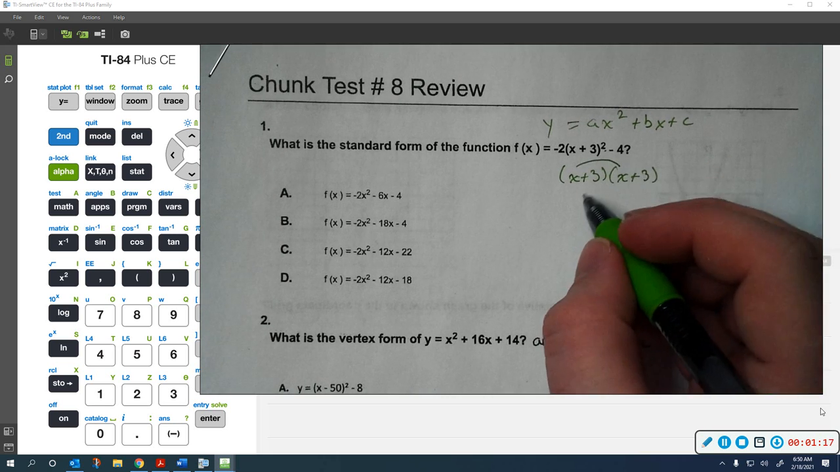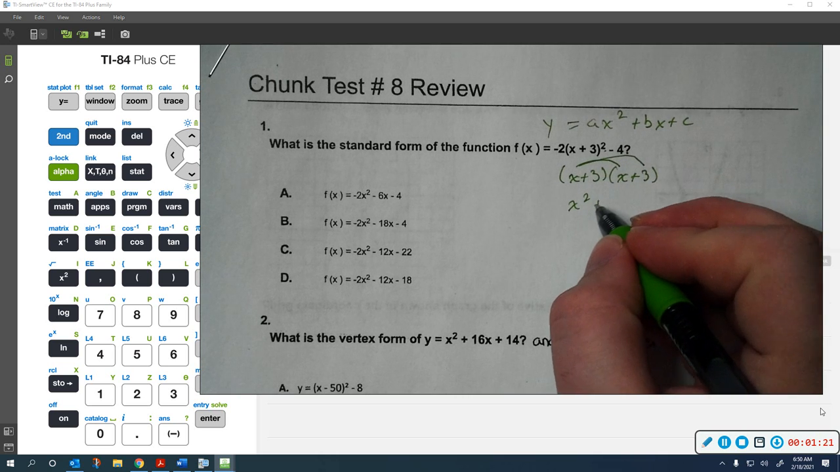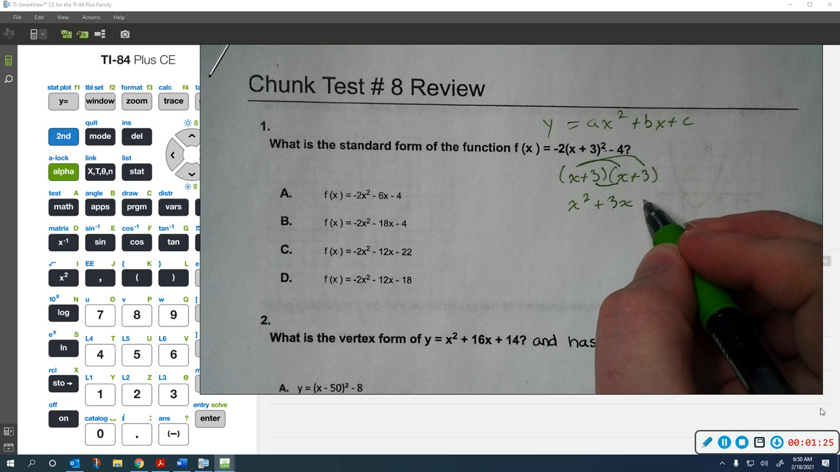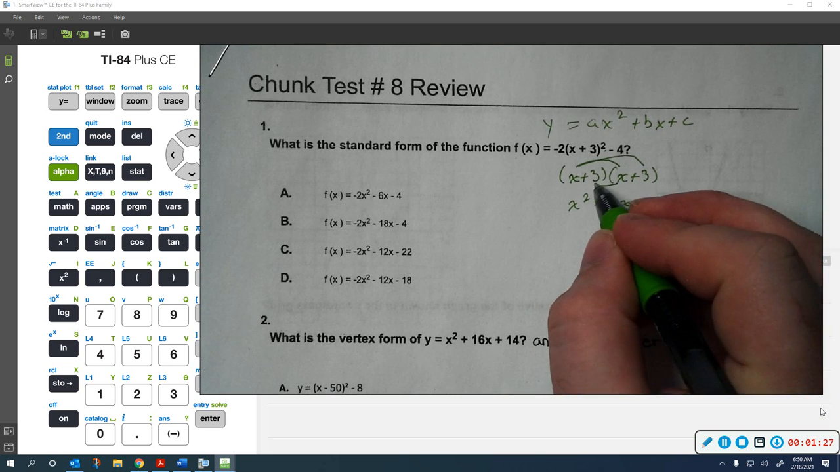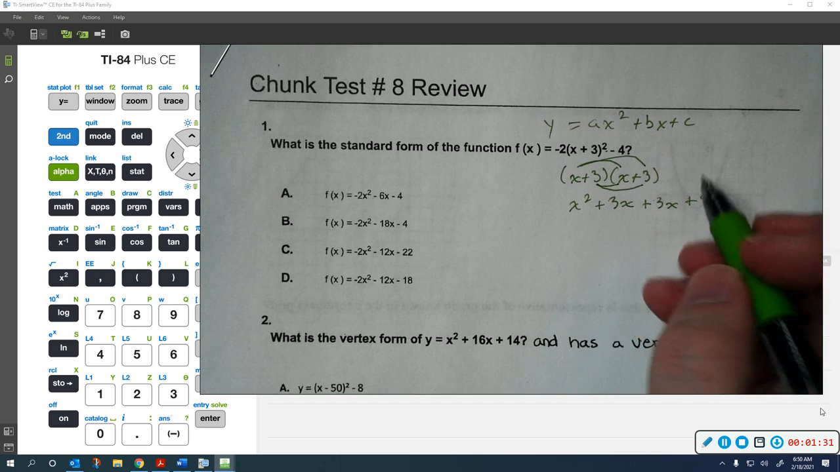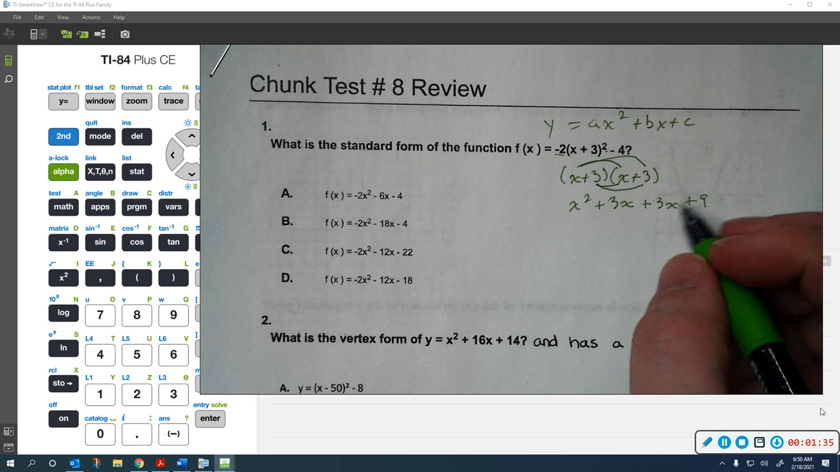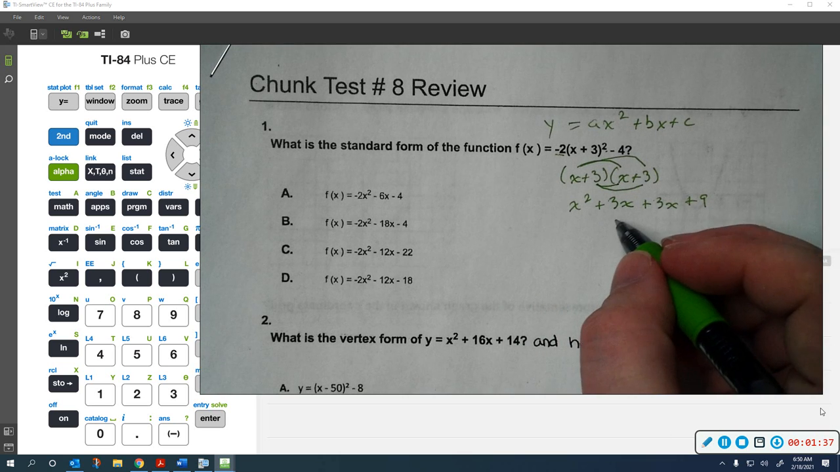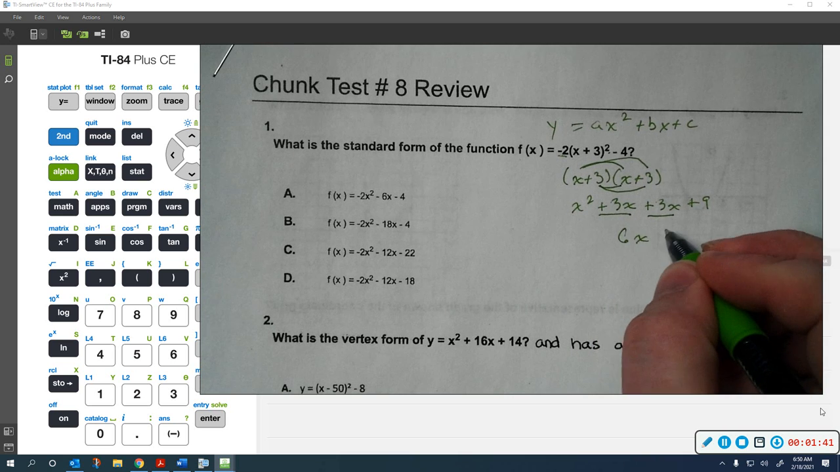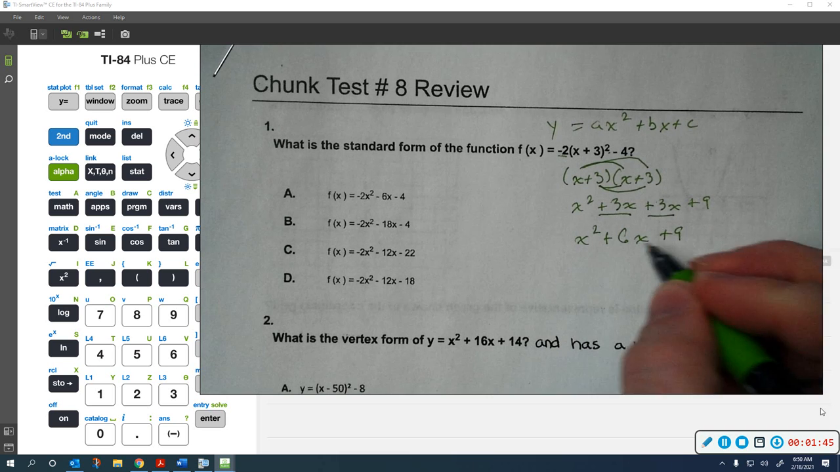FOIL it. X times x is x squared. X times 3, positive 3x. Move on to your next number. 3 times x, another positive 3x. And then 3 times 3, which is positive 9. Now, all of this still needs to be multiplied by that -2. But first, I'm going to combine like terms. I have a 3x and a 3x, which would be 6x. So I've got x² + 6x + 9.